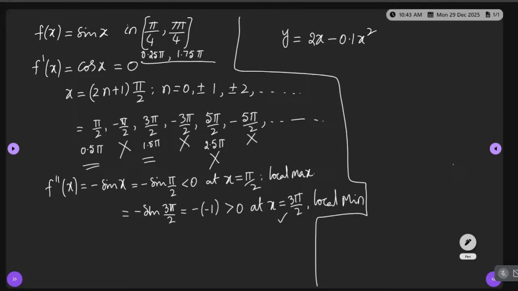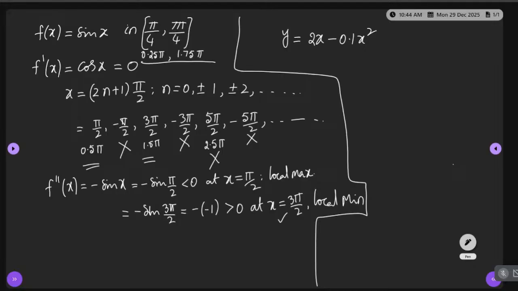Then the maximum possible height of the arch is: Option A 8 meters, B 10 meters, C 12 meters, D 14 meters.